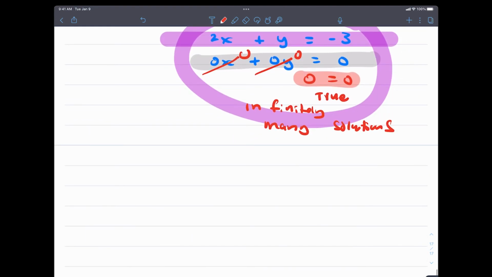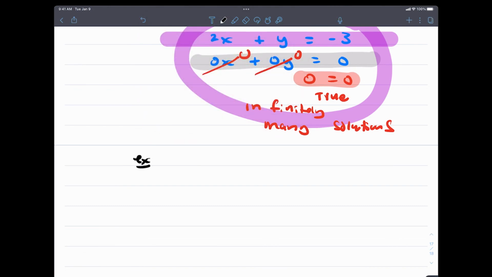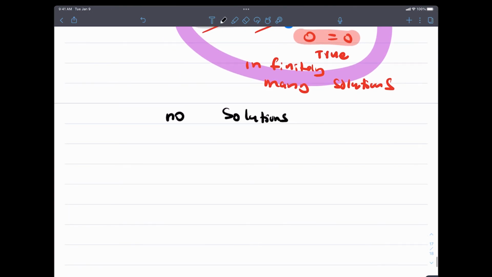Okay, and then here's the second situation. What do you think I'm going to show you guys here? Remember, what are the 3 outcomes? There's one solution. There's infinitely many solutions. What's the third situation? No solution. Yes, I'm going to give you that example of no solution. That's right, Natalie. No solutions.